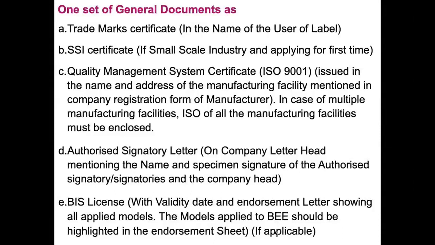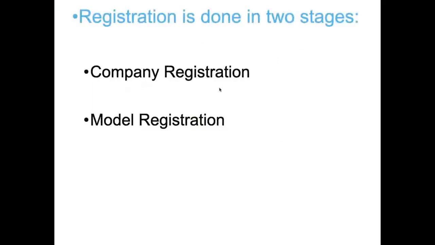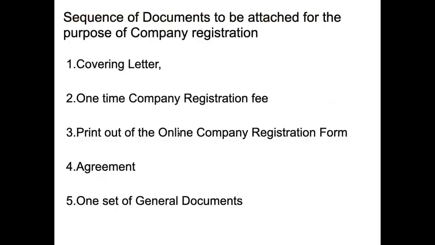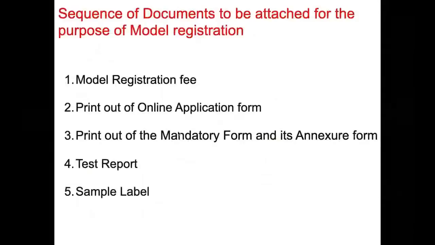And if you want to talk about the sequence of documents to be attached for the purpose of model registration, we have now gone through the general documentation. There are two kinds of registrations: one is company registration and one is model registration. We have gone through the company registration guidelines and the sequence of documents for company registration. So now we'll see the sequence of documentation for model registration.